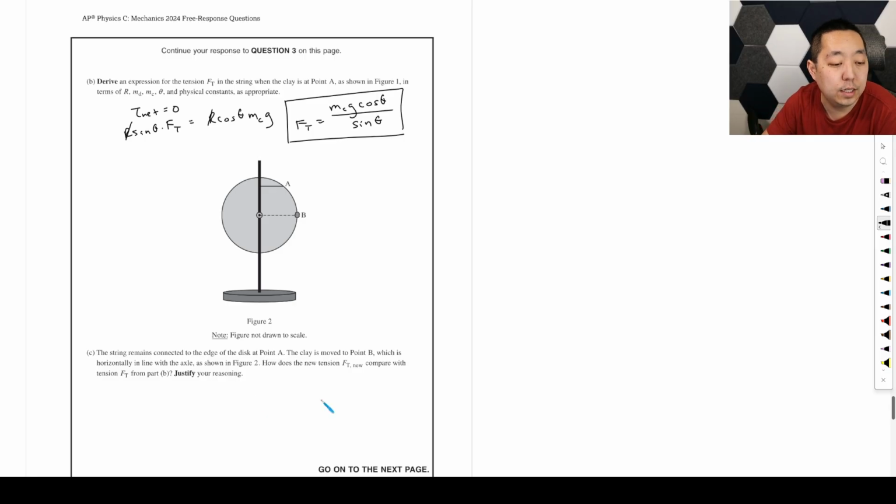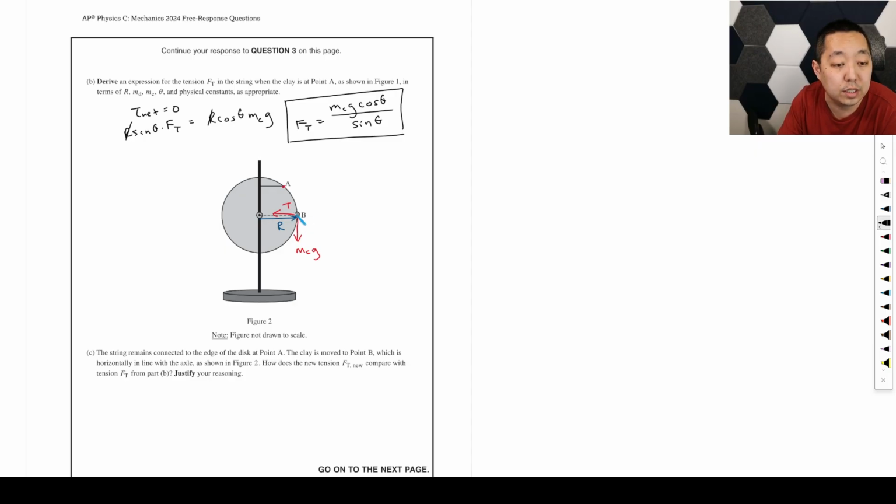Okay, the string remains connected to the edge of the disc at point A. The clay is moved to point B, which is a horizontal line, as shown. How does the new tension compare with the tension? Justify your reasoning. Well, so now there's a couple things that are happening. So this is mcg. Okay, so now the r, and then the tension is this way. Now this is r. But notice that again the net torque has to be 0. So we still have this, but now the r is perpendicular to mcg, so that's that one torque.